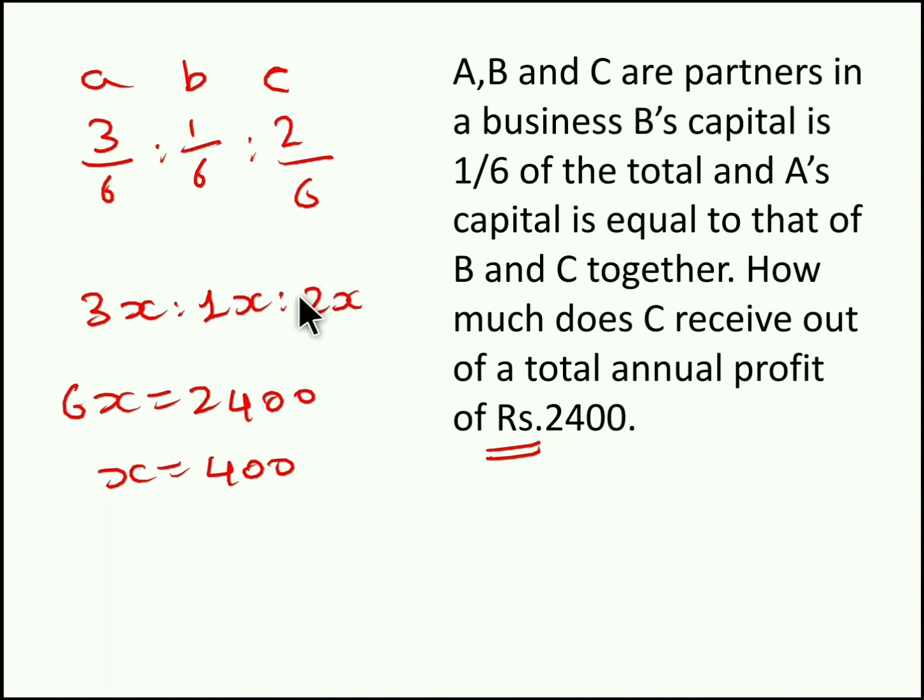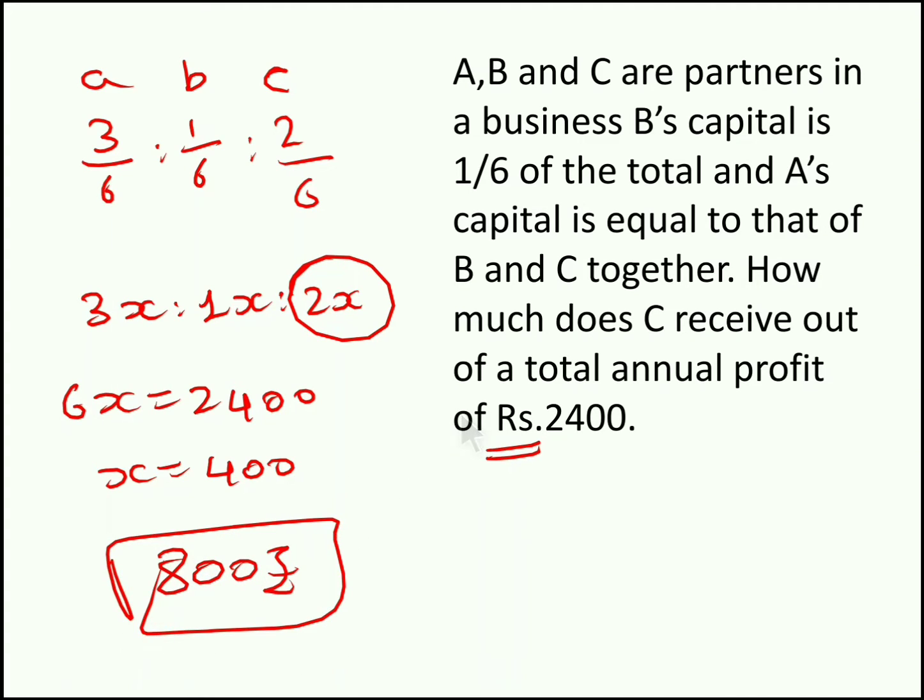Now the question is how much C has to receive. So C has to receive 2 parts. So 2 into 400, 800 rupees is the share of C out of this 2400 rupees. So here also we divided the profit based on the investment they have made. Hope you understood the concept, right?